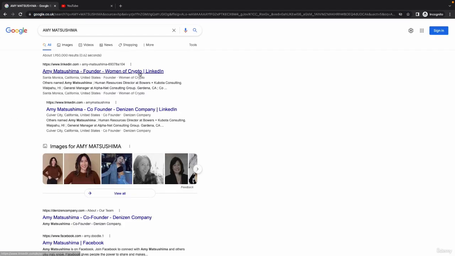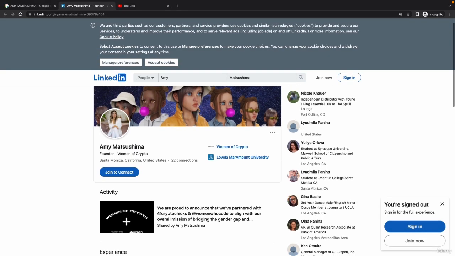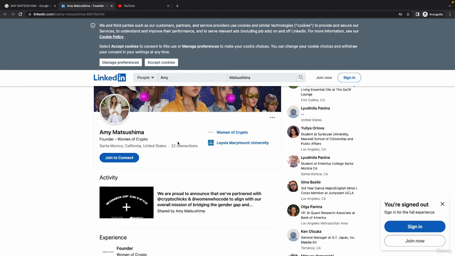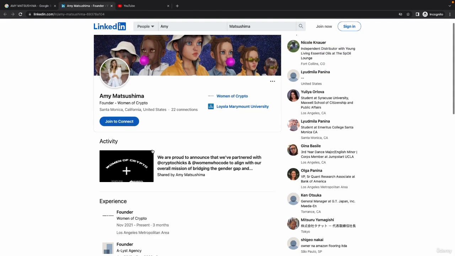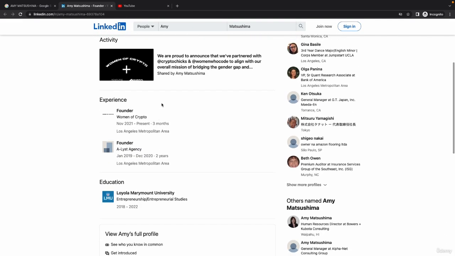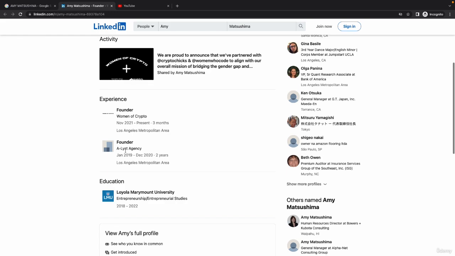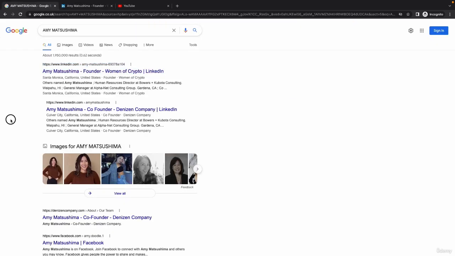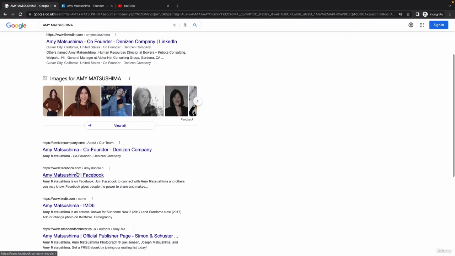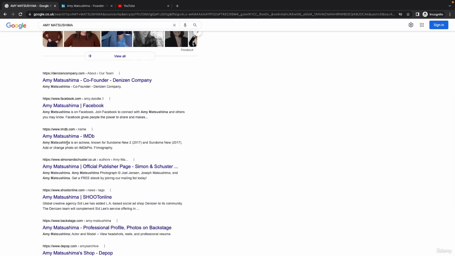Does anything come up? So we have a LinkedIn profile right here. Good. This is actually what we want to be seeing. So we can see she's visible on LinkedIn, although she only has 22 connections. So I wouldn't put too much weight on that. But we can see what she's done before. She's been at an agency. Okay, what else do we have here below that? We've got some Facebook profiles. Again, a lot of people have the same name, so I wouldn't put too much weight into that.